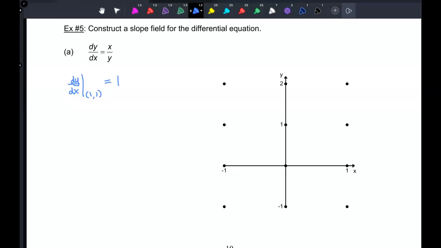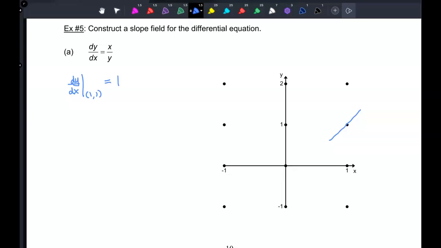So I'm going to just draw something. Again, how can we check to see if it's approximately a slope of 1? If I went over and up that same amount, that would be a slope of 1.